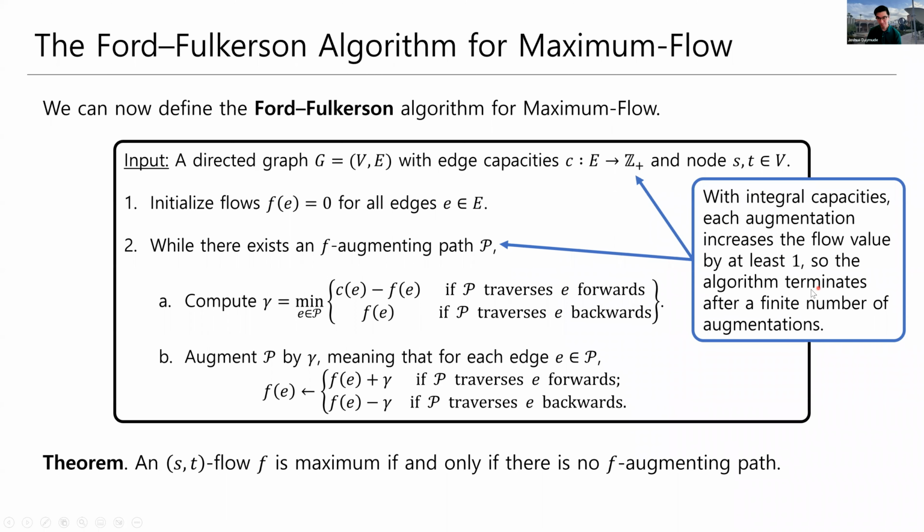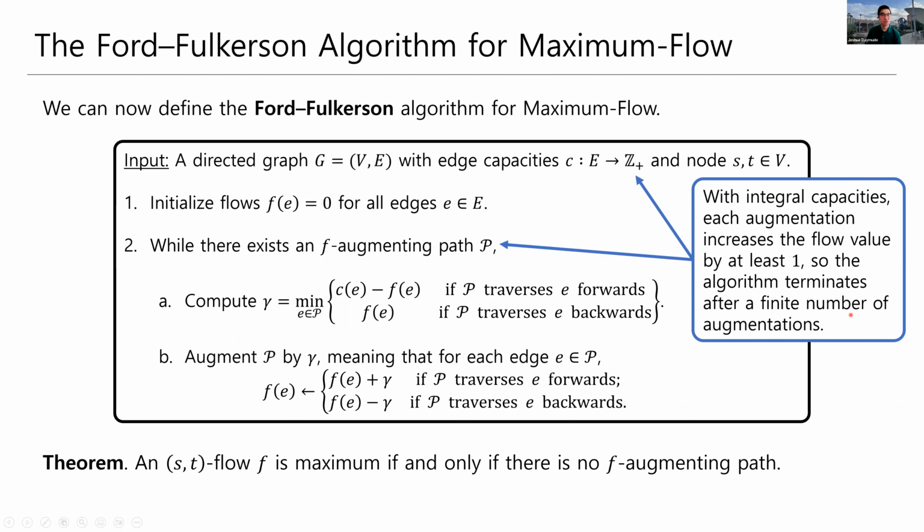Then what you know is that every augmentation, meaning every loop in Ford-Fulkerson, increases the flow by at least 1. So it steps up by 1 and by 1 and by 1. Because there are only a finite number of f augmenting paths in the graph, and we're increasing the value 1 by 1 by 1, we know that we're on a steady march towards the optimal, and eventually we will terminate after a finite number of augmentations.